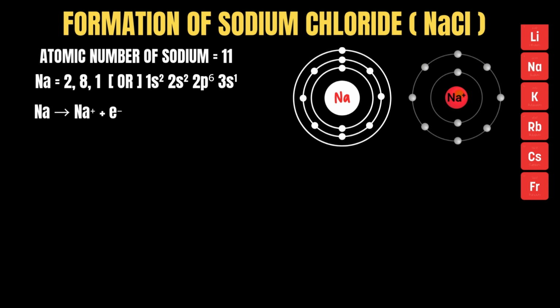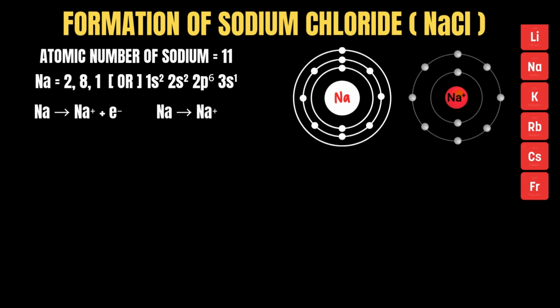When sodium loses 1 electron, a positive charge appears on sodium. Now the question is, why does a positive charge appear on sodium? The reason is simple, because sodium lost a negatively charged electron. So sodium becomes positively charged. We write it as Na+. This is called sodium ion.